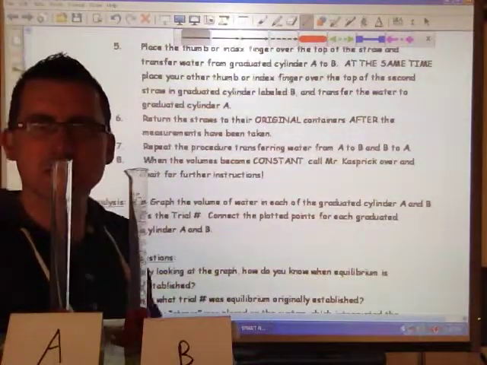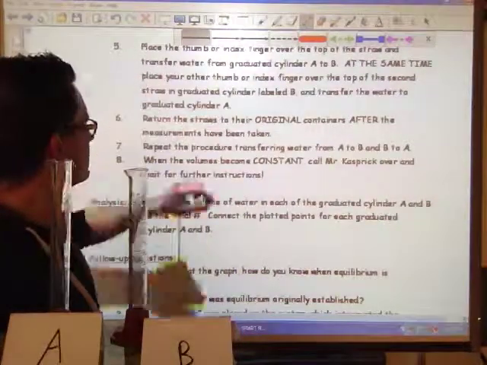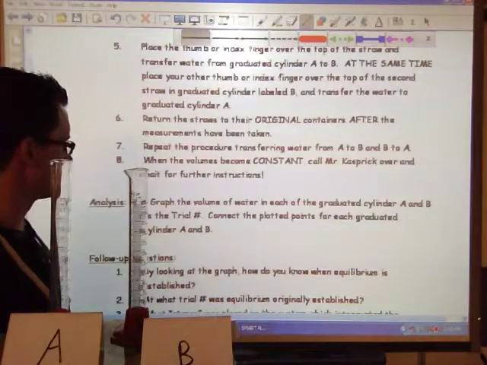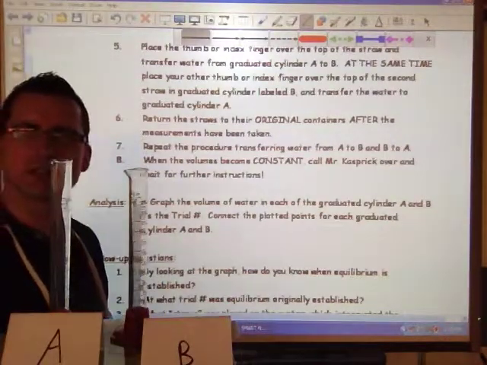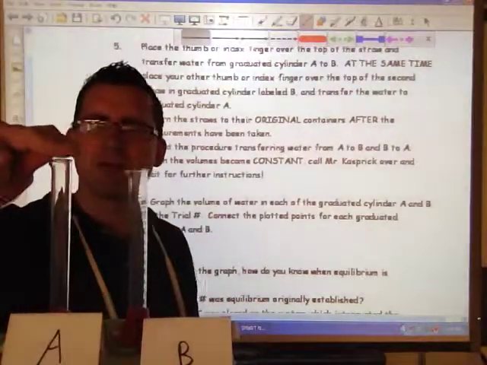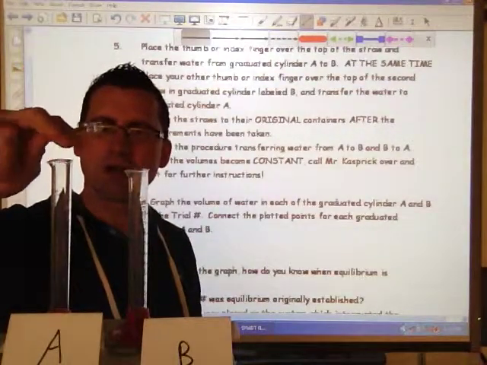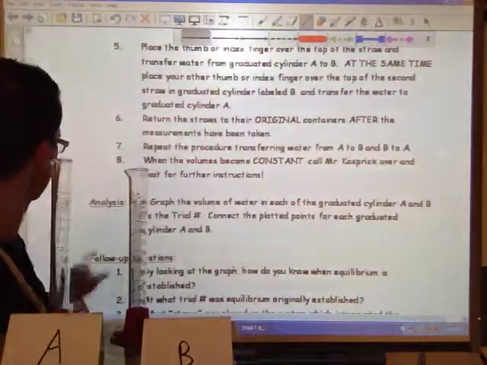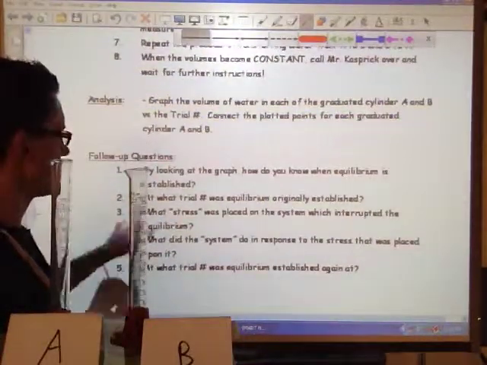So showing you what to do there, it took me a few sentences. So hopefully this video reinforces what you're supposed to do. After you're done this lab, there's a graph to plot. You're going to plot the volume of A versus trial number and the volume of B versus trial number on the same graph. You'll have two different curves. And then there's some follow-up questions there.